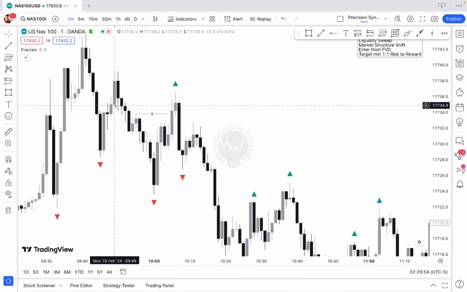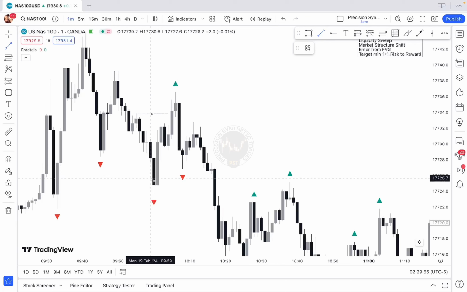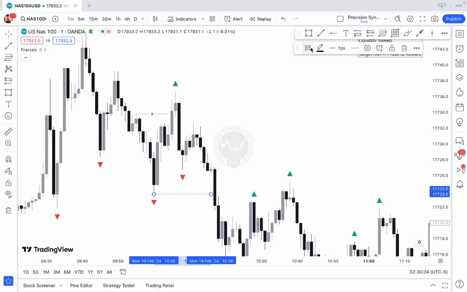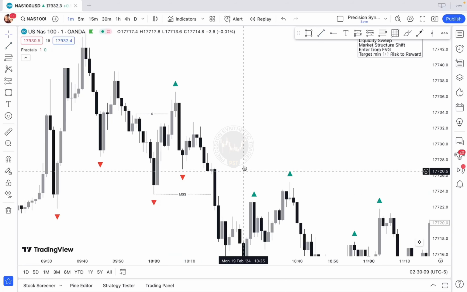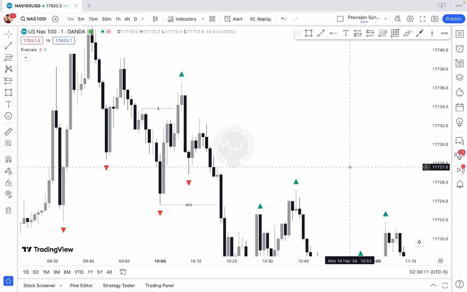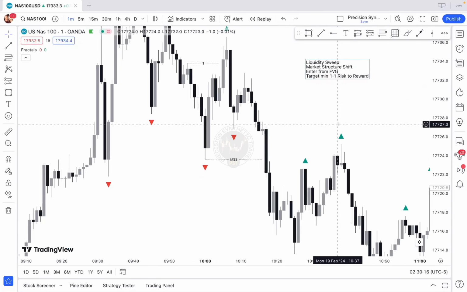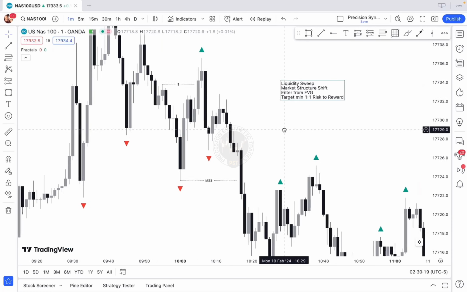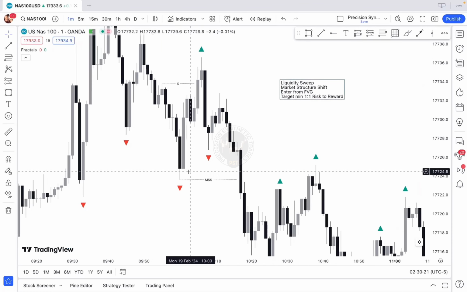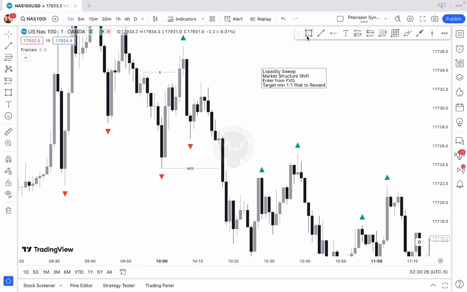Now this is the important part. Now the market structure shift that I'm looking for is going to be by the fractal market structure shift, where the indicator is going to show you the low. So that's where I'm going to mark out my market structure shift. So we have a liquidity sweep, we have a market structure shift. Now we enter from a fair value gap. So as soon as we broke this low here, where is the first fair value gap? It's going to be this one here.